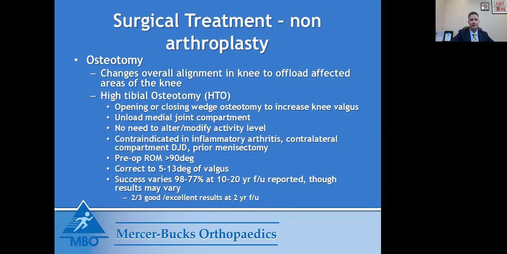change the knee alignment. We're doing this typically to offload the medial or inner compartment of the knee. There's typically no reason to modify the types of activities after this is all said and done. Some of the contraindications are if patients have inflammatory arthritis, if they have more than one compartment arthritis, or if they've had their meniscus removed in the past. They do have to have good range of motion. It needs to be corrected to a fairly tight tolerance, and the success can be variable over time.